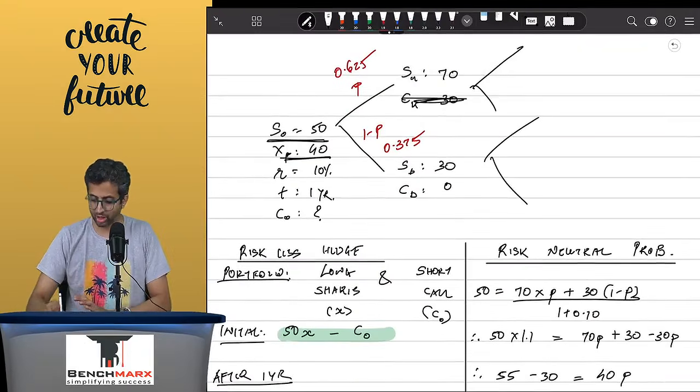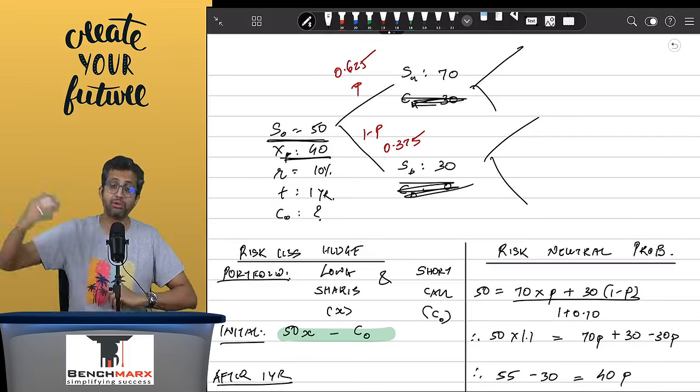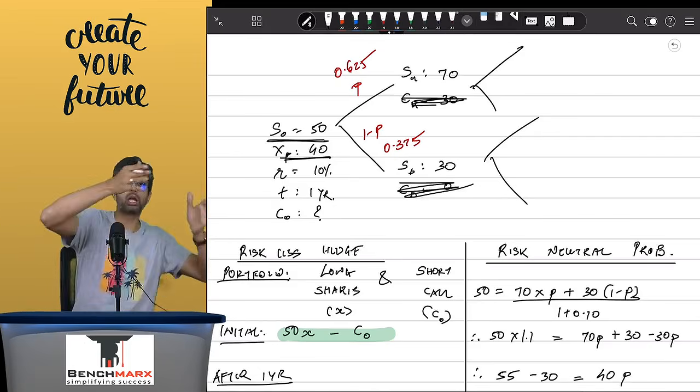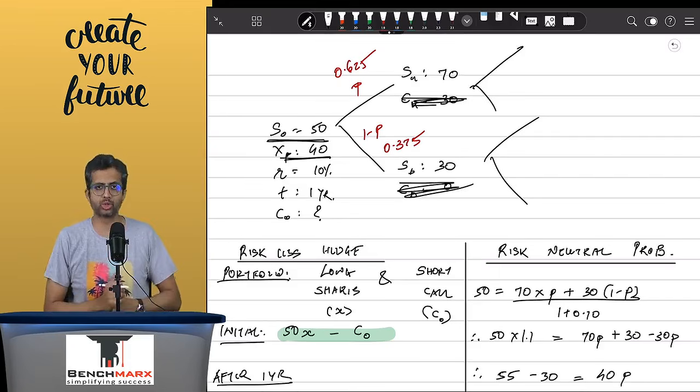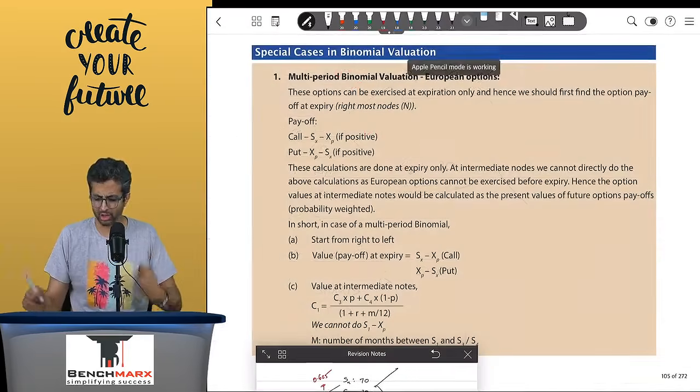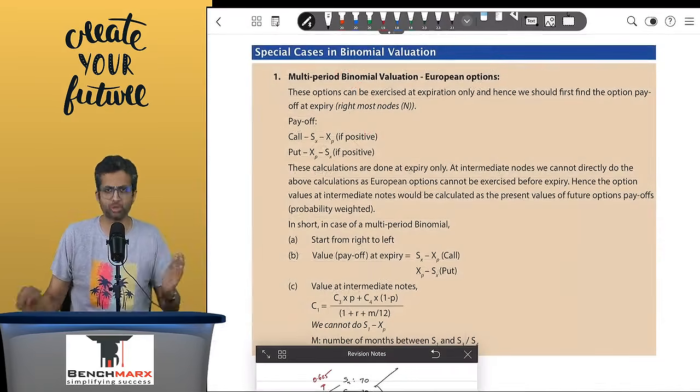So here we will not calculate the call option directly. We will find the option value at the rightmost nodes, and from there slowly come towards today's option value. So that is for a multi-period binomial. There is some theory given over here, but it is best understood with a numerical.